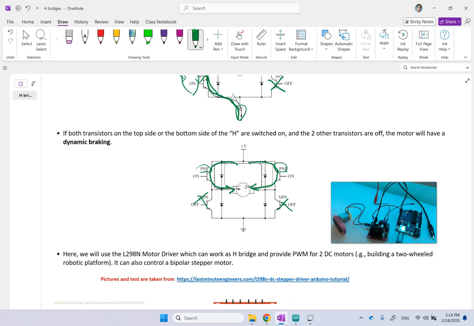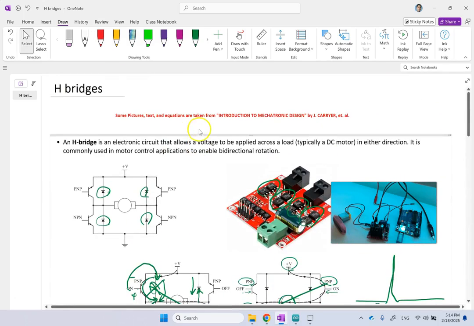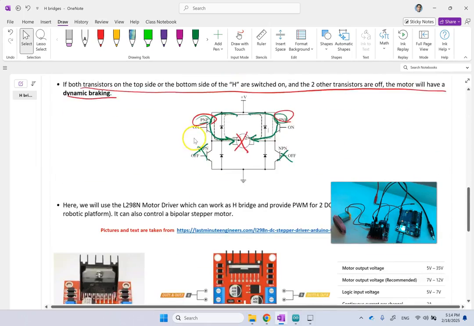And when the current goes both ways, no net current will pass through the armatures of the DC motor, so the DC motor will brake. And this is called dynamic braking. So if you want to apply a dynamic brake on a DC motor, you can basically turn both of the PNPs on and both of the NPNs off, and that is enough to stop it. So keep that in mind: dynamic braking, shoot-through current, and reversal of directions for H bridges.